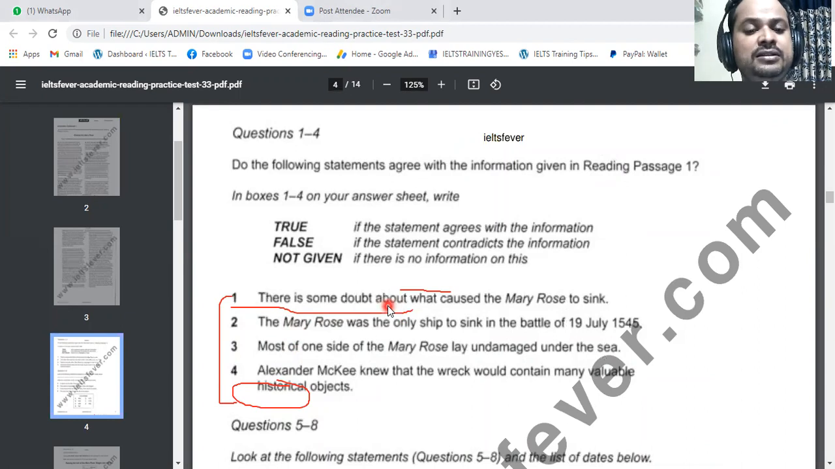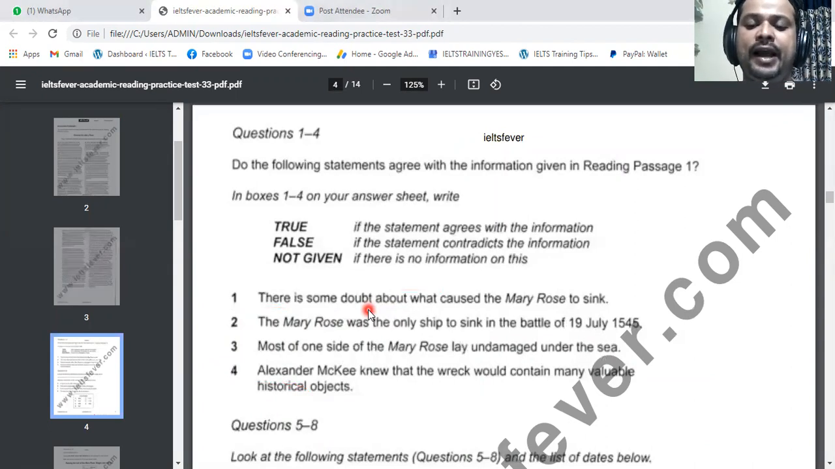So the answer is definitely true because I can say that there is doubt. There are differences in opinion about what happened to the Mary Rose. So my first answer is very clear. It is true. I cannot prove it false because I have around two to three different opinions of what happened to the Mary Rose. It may be the mishandling of the crew. It might be something else. It might be some overloading or something like that. So there are differences in opinion.